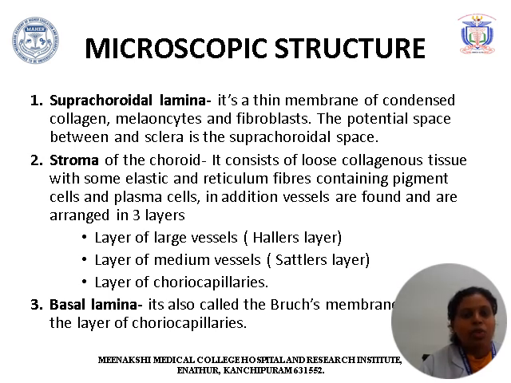In addition, vessels are also found in this layer, and these vessels are arranged in three layers: the outermost layer of large vessels called Haller's layer, then the layer of medium vessels called Sattler's layer, and the layer of choriocapillaris. And the basal lamina is also called Bruch's membrane, and it also contains choriocapillaris.